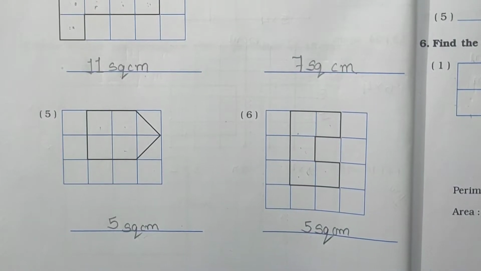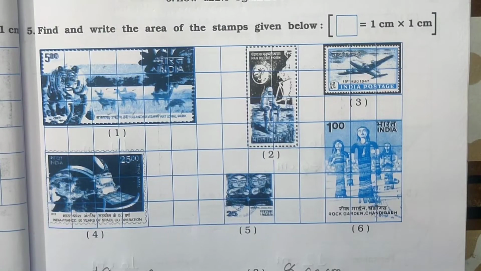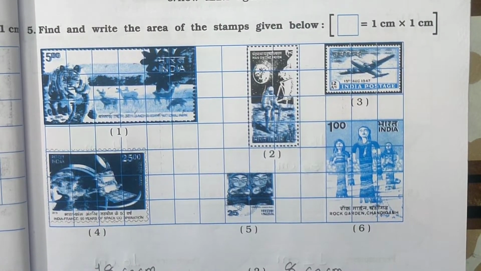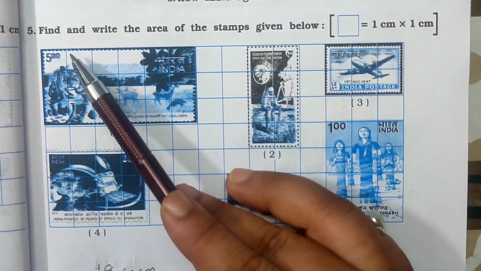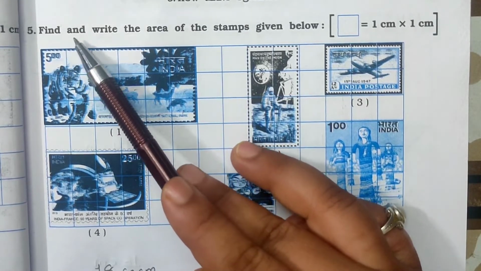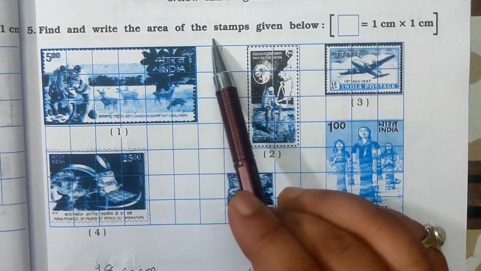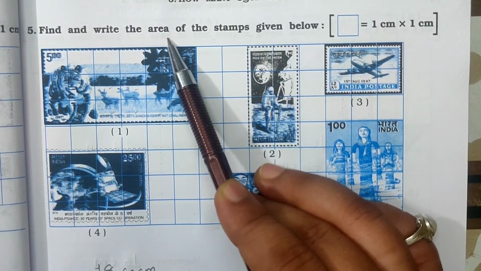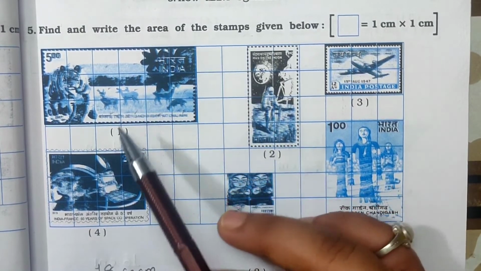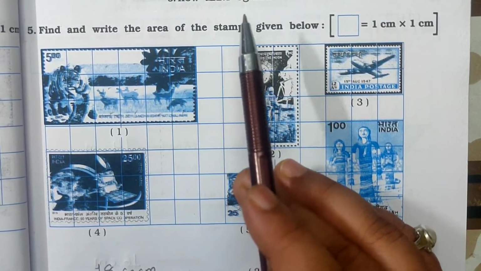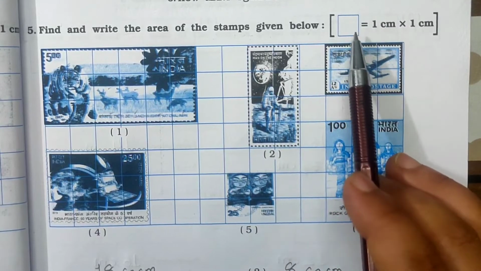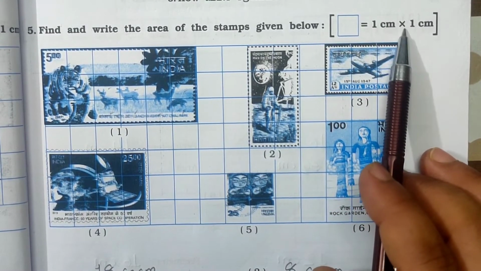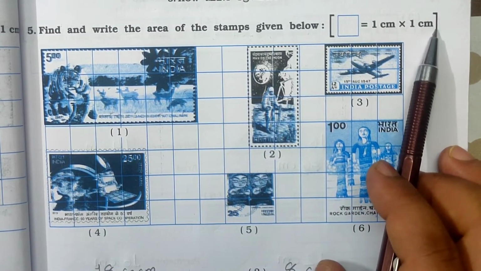Now see the next page. See main 5. First of all read the question. Find and write the area of the stamps. Here also you have to find out the area. Area means inside the shapes. Okay, here stamps are given. So inside the stamp given below, one box is equal to 1 centimeter multiplied by 1 centimeter.